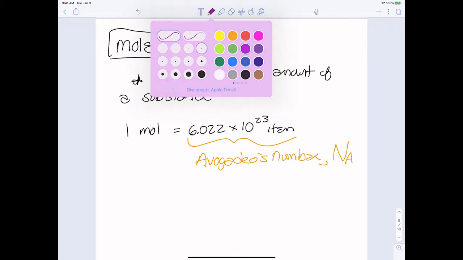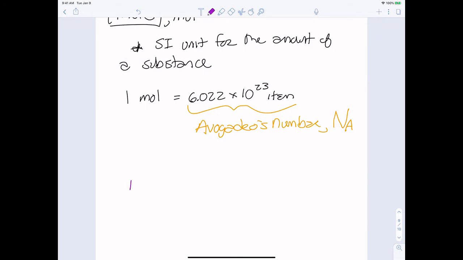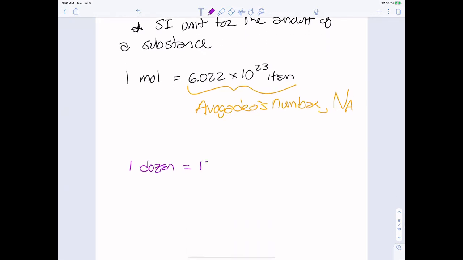A common analogy is to compare a mole to a dozen, right? If I had a dozen of something, how many would I have? Yeah, 12, right? And it doesn't matter what it is. We could say items. If I had a dozen carbon atoms, I'd have 12 carbon atoms. If I had a dozen calculators, I'd have 12 calculators, right? A dozen cats, I would have 12 cats. So a mole is similar to that in the fact that it's just a number. It's much larger, right? Avogadro's number is a much larger number than 12.